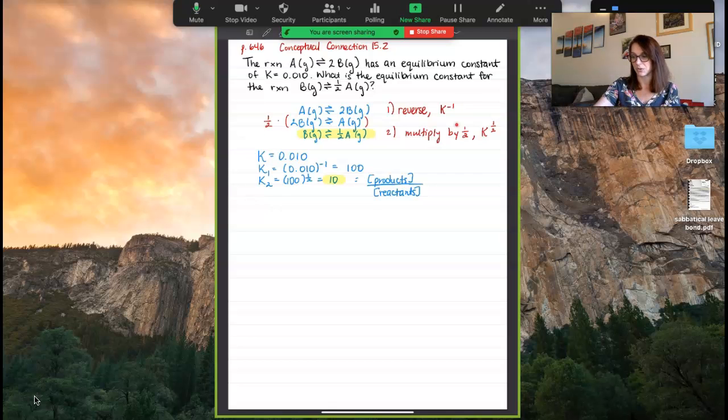There may be multiple steps you have to take to get to the final equilibrium constant. It doesn't really matter the order you take the steps, but just be consistent. So once you've calculated the first step, you carry that on with the second step and manipulate that number. You don't want to keep going back to the original equilibrium constant if you've already changed it.